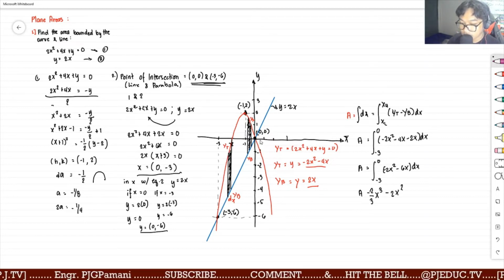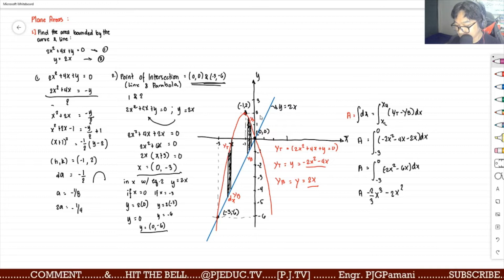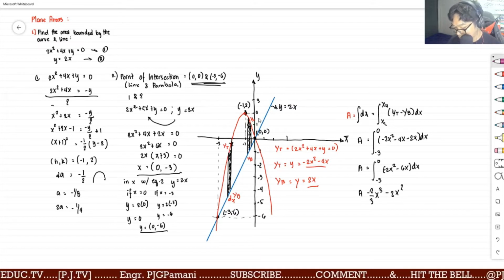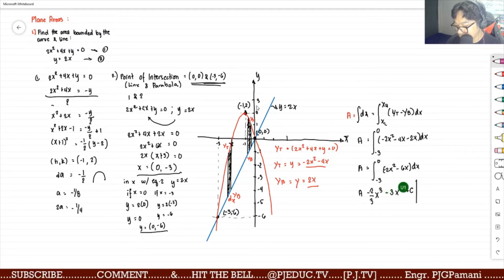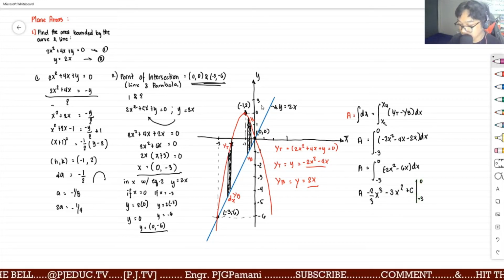Negative 4 minus 2 is negative 6. Negative 6x power formula, 1 plus 1, 2. 6 divided by 2, that is 3. Then, integration constant. Then, apply your limits, negative 3 to 0. Okay?